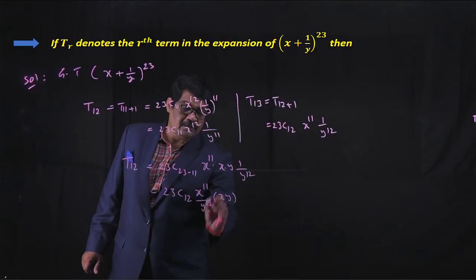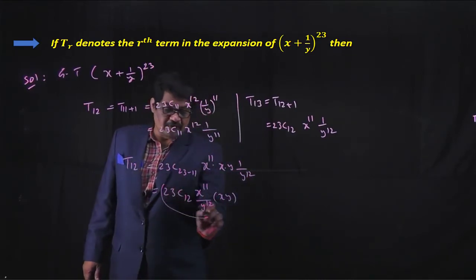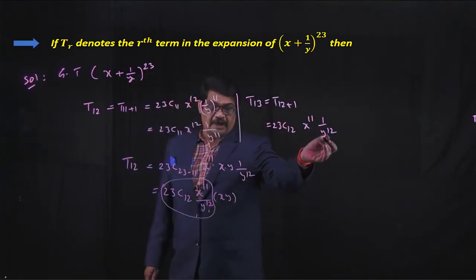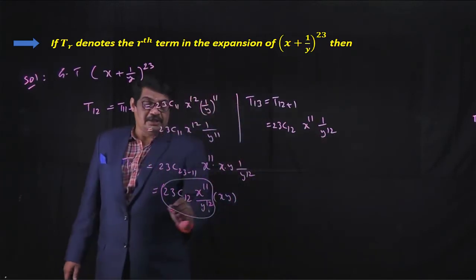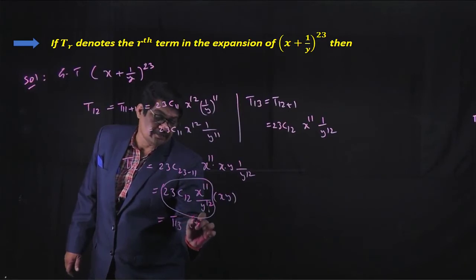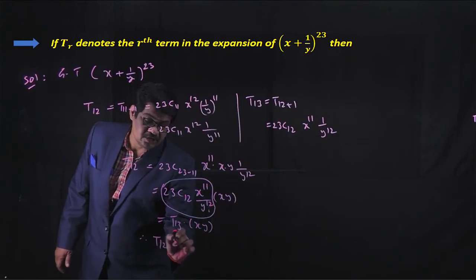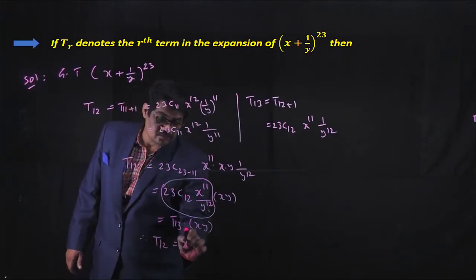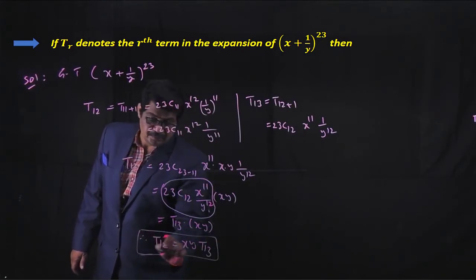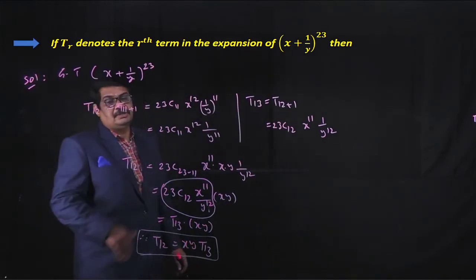Here we are multiplying and dividing: x^11 by y^12 into xy. So what is the value of this one? 23C12 into x^11 by y^12 is nothing but T13, the 13th term, into xy. So what is the relation between these two terms? T12 is equal to xy into T13. So this is the correct answer: T12 is equal to xy into T13.